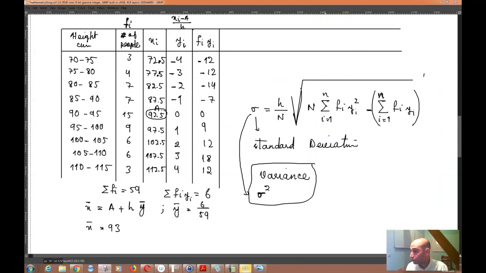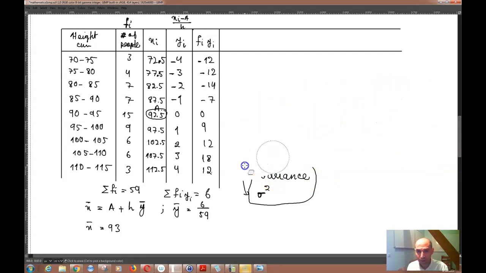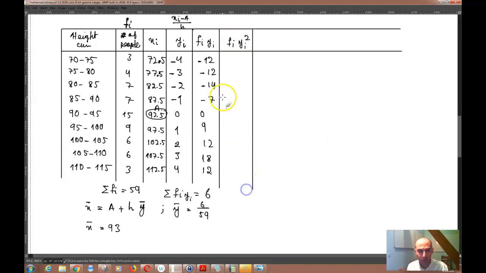This recording software is not very happy with my operating system, so now I'm going to erase all of this and just calculate f of i y of i squared. So f of i y of i squared is equal to this times this, so that's 16 times 3 is equal to 48.